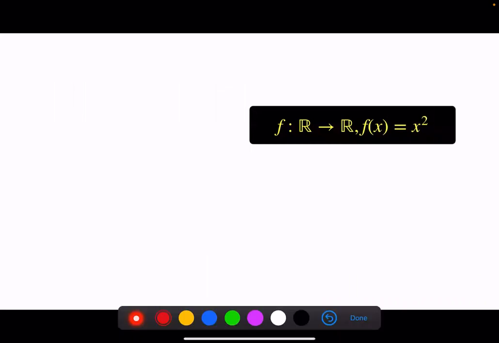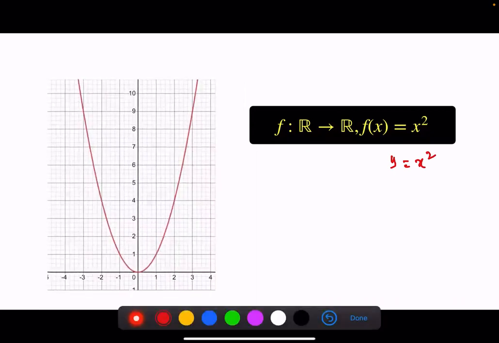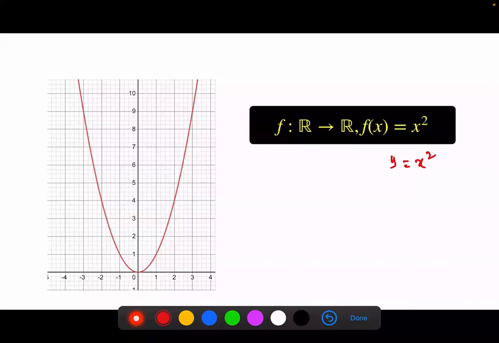So a few more examples. If f of x is x square, or you can write y is x square, let's say, then this is the graph. It will be a parabola. Let's take a few points. So 1 becomes 1 square, that is 1. If you have 2, 2 becomes 2 square, so that is 4. Minus 1 will become 1.